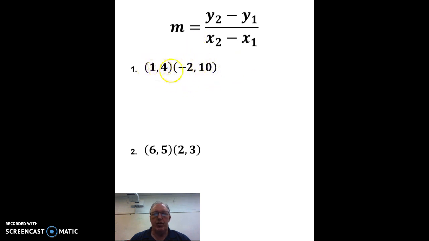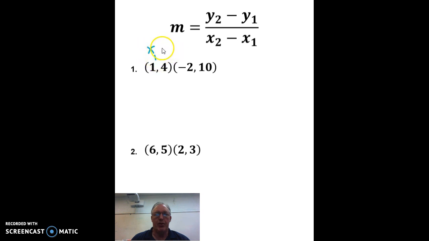So because we know these are x and y, we have to label them according to the formula. You can label them in either direction. You could, for example, label the number 1 as x2 and the 4 is y2. Then -2 would be x1 and 10 would be y1. But we're just going to make it simple. I'm going to call this one x1.